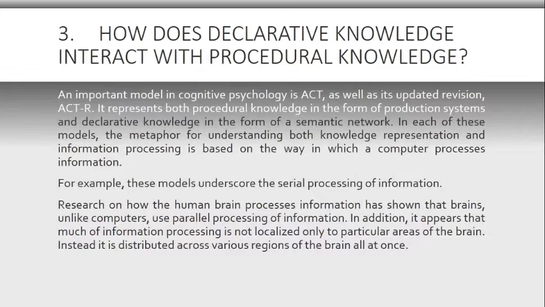For example, these models underscore the serial processing of information. Research on how the human brain processes information has shown that brains, unlike computers, use parallel processing of information. In addition, it appears that much of information processing is not localized only to particular areas of the brain. Instead, it is distributed across various regions of the brain all at once.